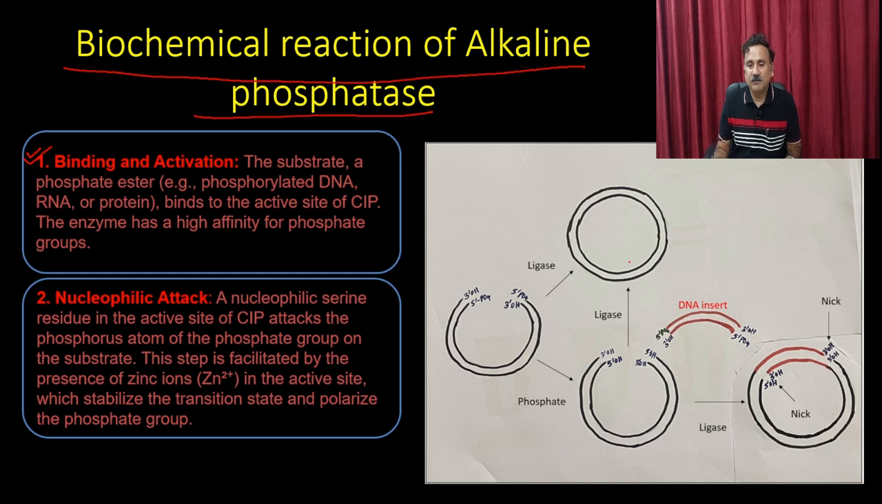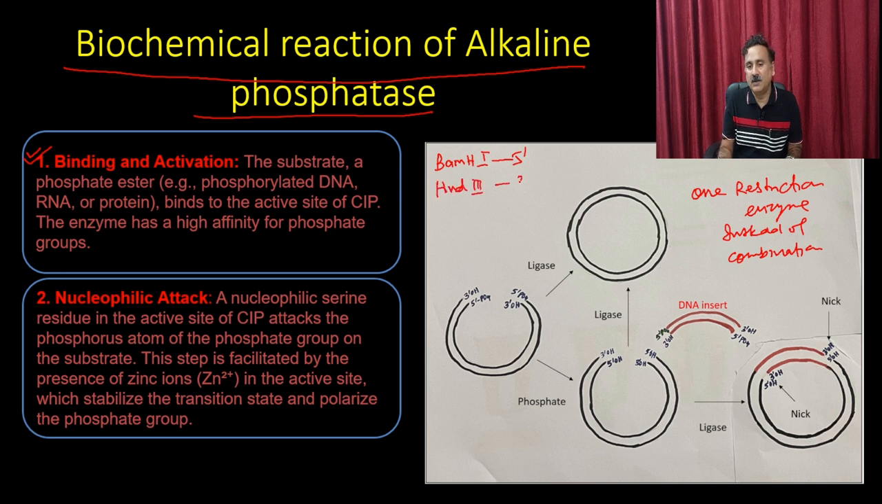So, why are we doing the alkaline phosphatase or the CIP reactions? Because when you are using only one restriction enzyme rather than a combination. When you are doing gene cloning reactions, you can have the possibility of using two restriction enzymes, one for the 5' end. For example, in this case I will use BamHI for the 5' end, and I will use HindIII for the 3' end. In that case you do not require the CIP because the vector will have the 5' end sequence overhang different from the 3' end.